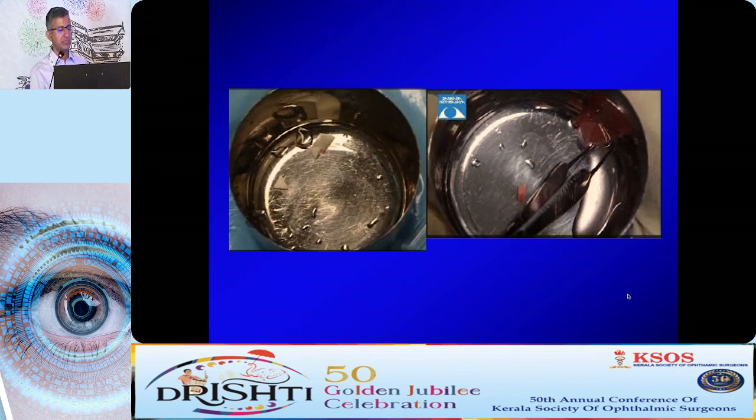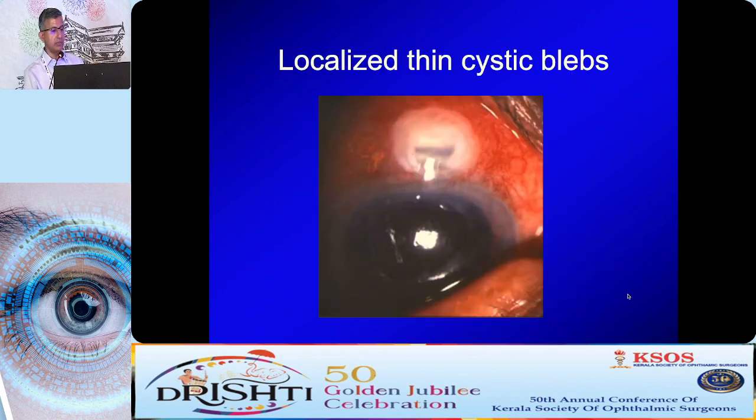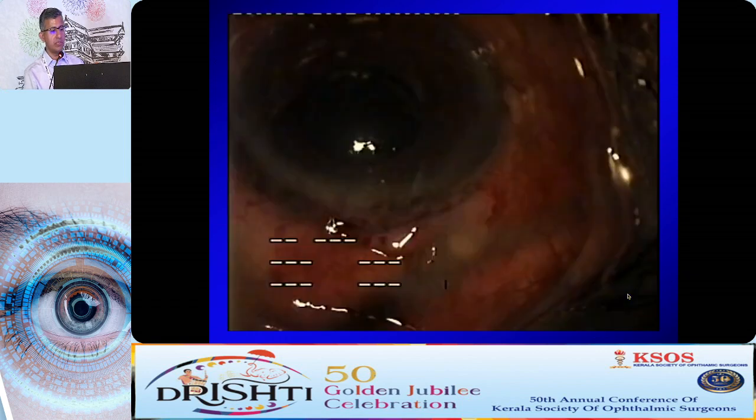You should know how many sponges went in, and you should know that the same number come out. And that's absolutely essential whenever you're using an antimetabolite. And once you have got the sponges out, the forceps that you use to handle the sponge and the bowl of mitomycin goes off the trolley immediately, so that even by mistake, you do not use these instruments on the eye again. So if you want to avoid these localized thin cystic blebs, it's important that you wash the mitomycin.